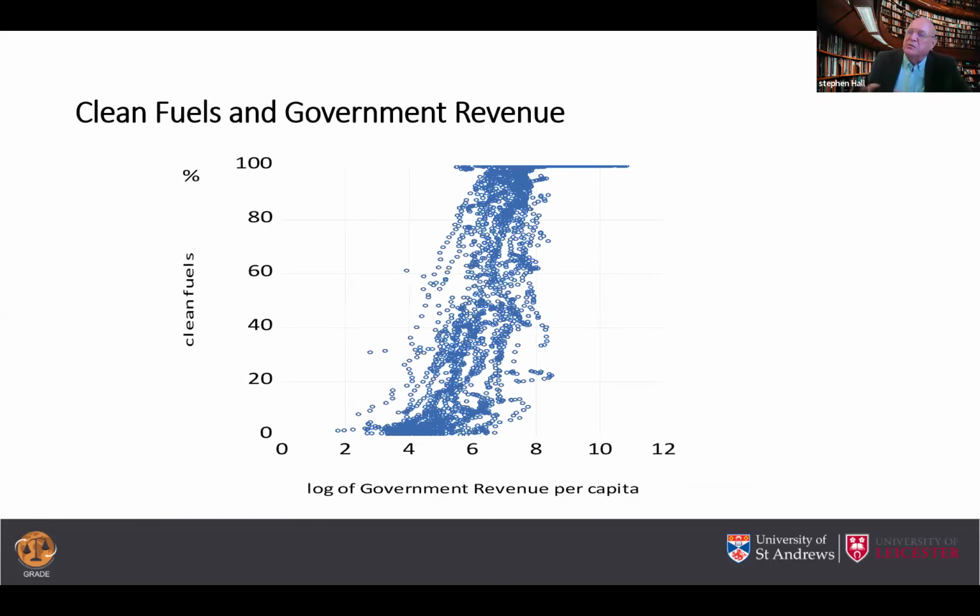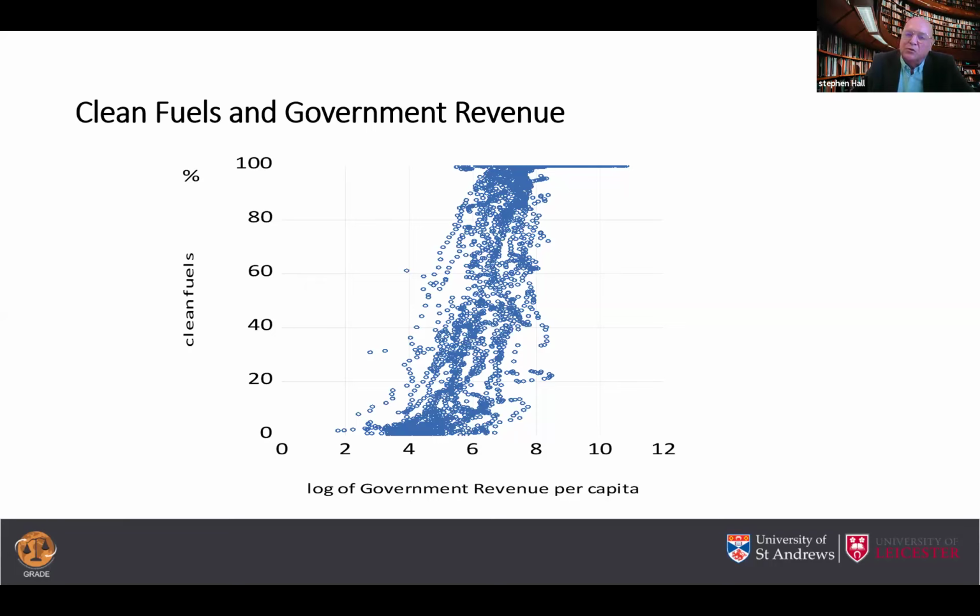This is just some actual data, so you can see it really does work like this. This is looking at the relationship between clean fuels and government revenue. You can see clearly there's a lower bound of 0, where countries don't use any clean fuels at all. As development increases and as government revenue increases, you reach a fairly rapid rising period. And then when you're at 100% of clean fuel use, you reach a plateau at the top.